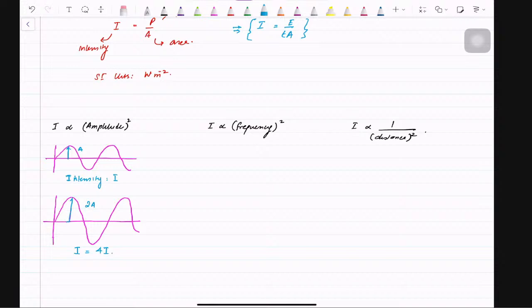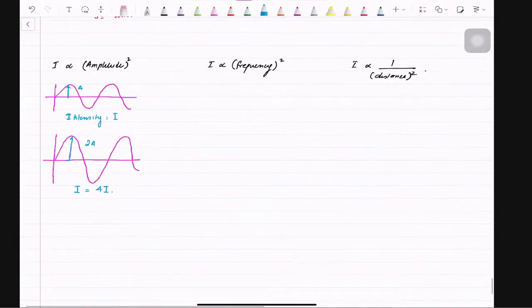Now, between comparison of two, there is a very simple formula that you can follow. That would be I1 over I2 is equal to amplitude square of the first one over amplitude square of the other wave, if you're comparing two different waves and their intensities. Understood? Yes. Now in terms of frequency it is the same thing.